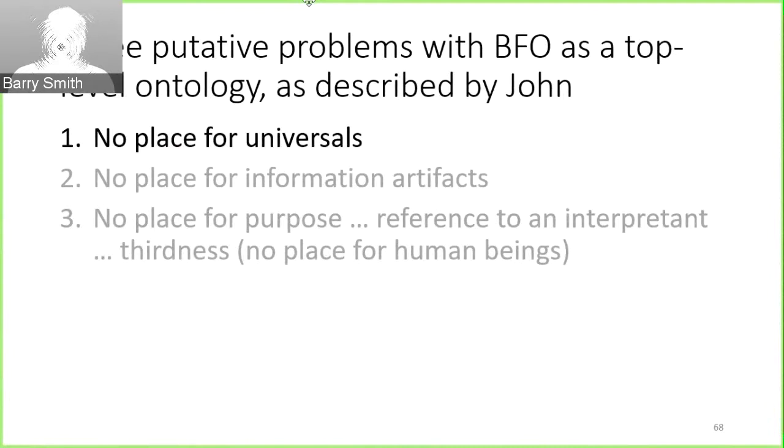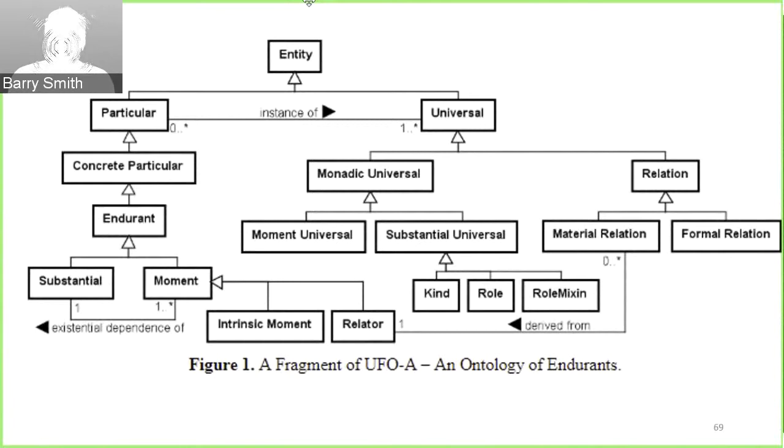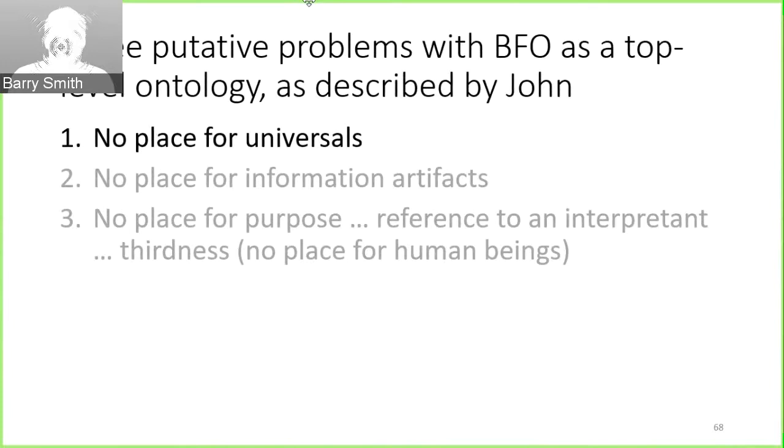This is UFO A, the UFO ontology of endurance. I believe that UFO is not so good a top-level ontology as BFO, but I have my moments when I respect it. So I think it does some things right, and I don't think it should be ignored. But it gets this particular thing, which John thinks is indispensable to a top-level ontology, wrong because it follows John.